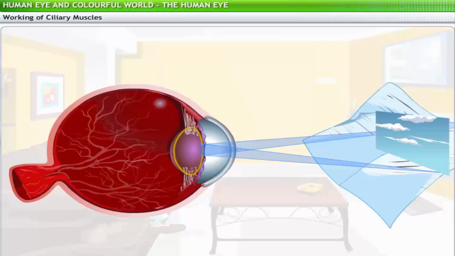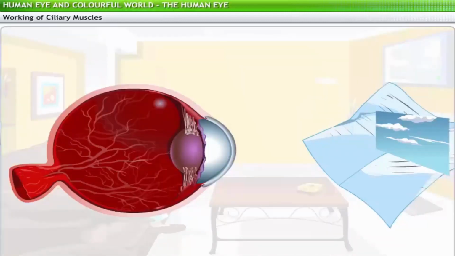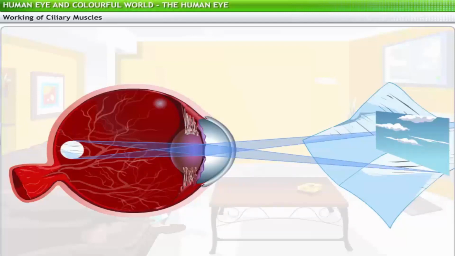Therefore, to focus on objects closer to the eye, in this case the newspaper, the ciliary muscles contract. This increases the lens thickness, in turn decreasing the focal length. In this way, accommodation of the lens helps us to focus on objects at different distances and see things clearly.